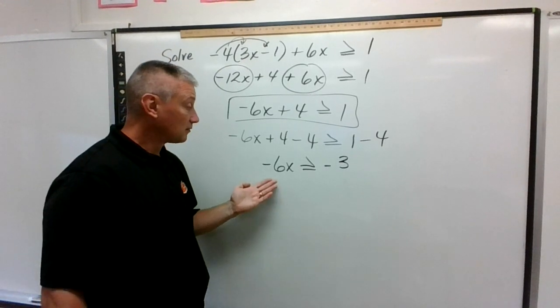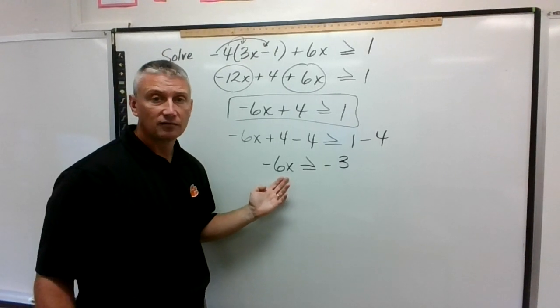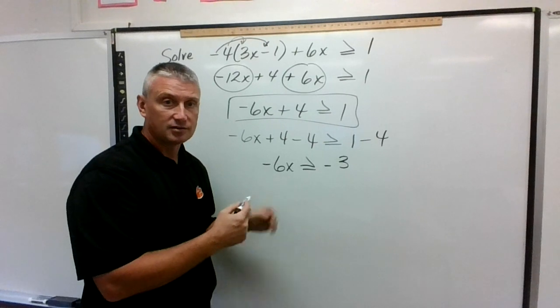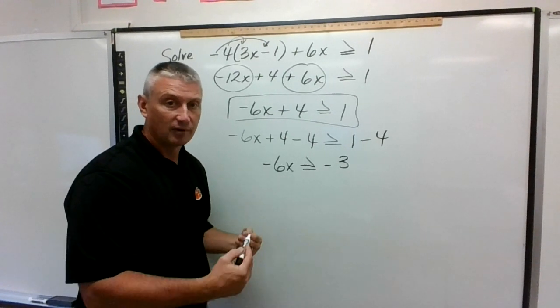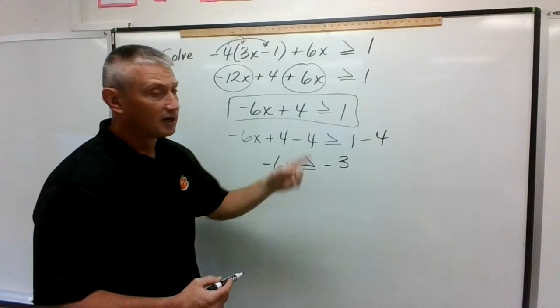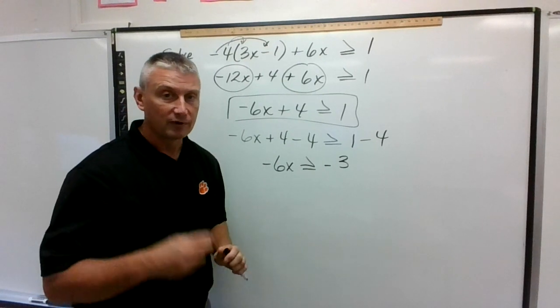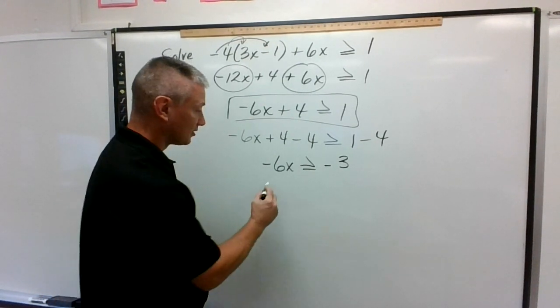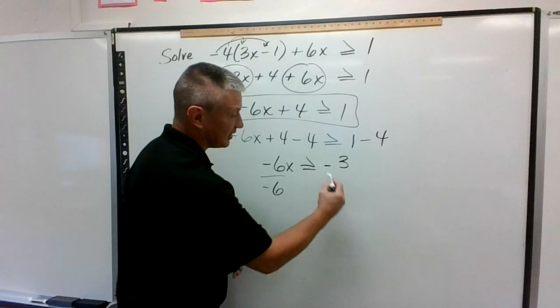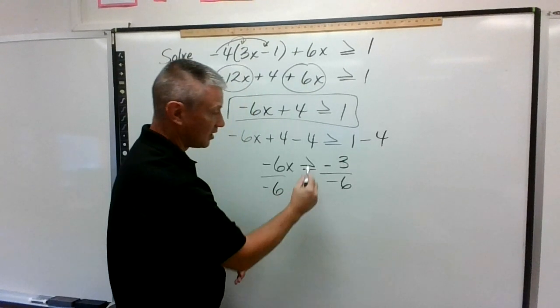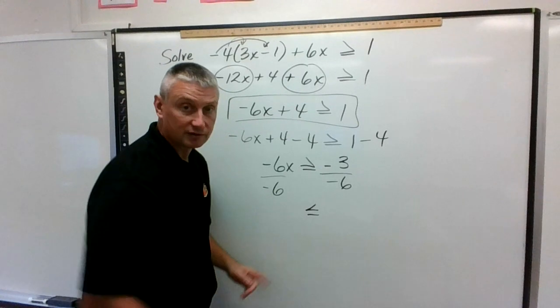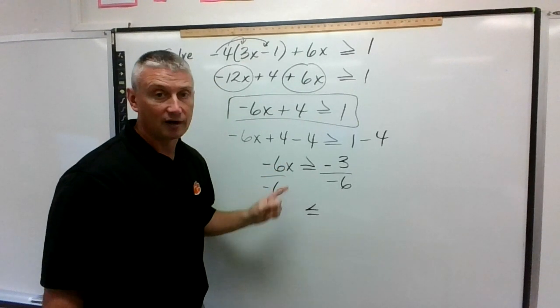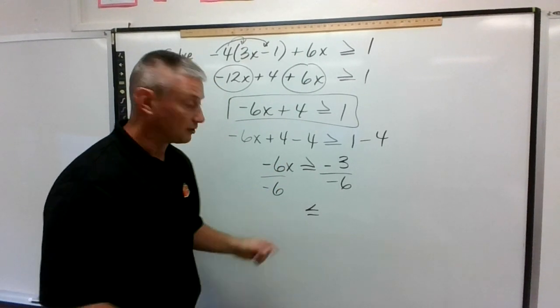To get the variable all by itself, we're going to undo the multiplication by doing division. So we're going to divide both sides by a negative 6. Now remember that rule that was up there. If we divide by a negative, that means you switch the sign. So we're going to divide both sides by negative 6. And we're also going to switch this sign to its opposite. So instead of being greater than or equal to, it's going to be less than or equal to.